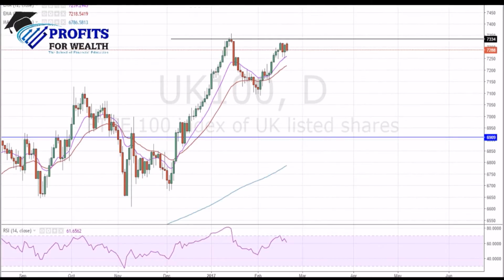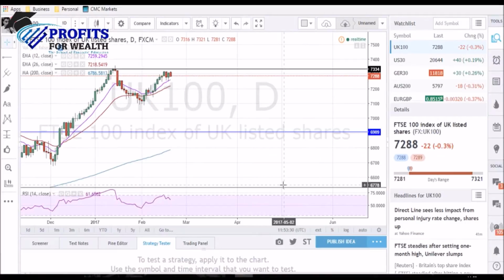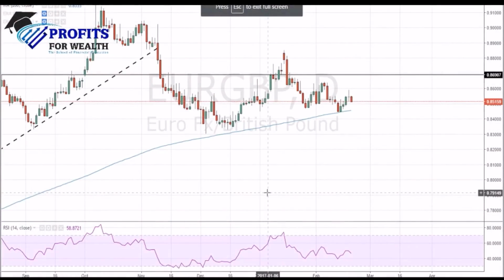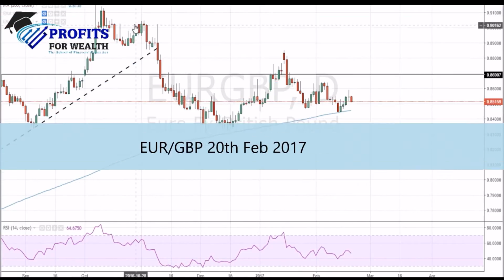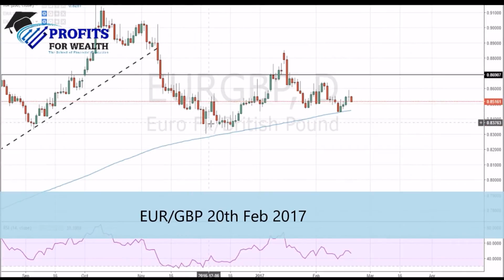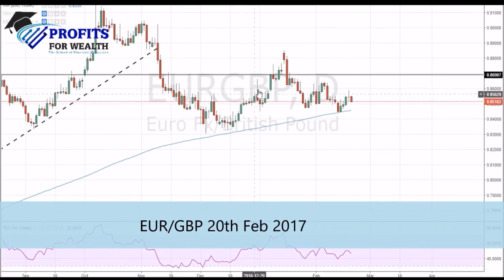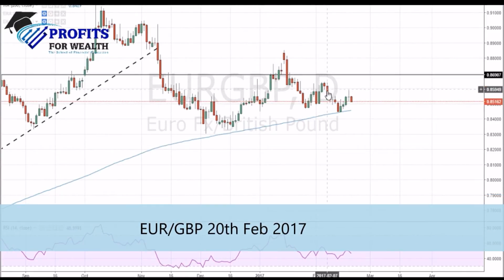Now what I'm gonna do here is jump onto euro versus GBP. So now we're looking at euro versus GBP. As you can see, I have drawn a trend line here, the blue line. Every time euro versus GBP gets close to that line, it bounces and rises back up. Same thing happened there. Same thing. This trend line is acting as our support level.